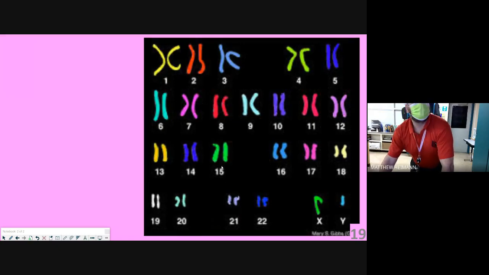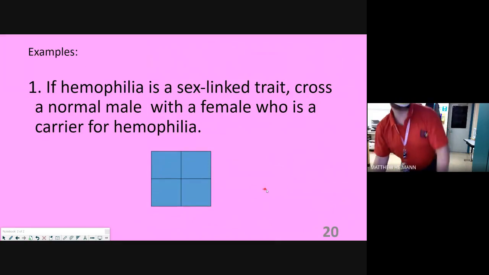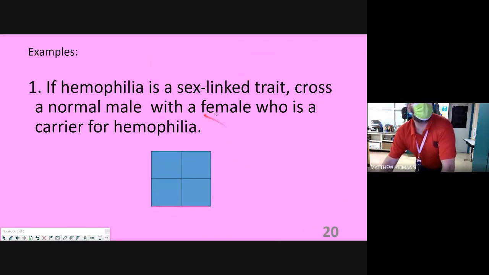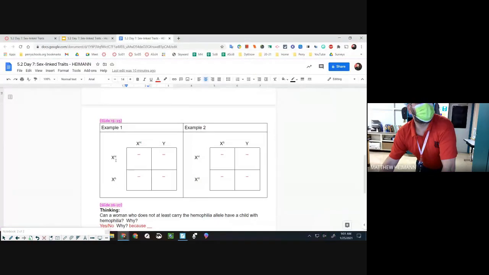All right. Could you guys tell me, is this person male or female? On the right here, all the genes, all 23 of them, are one person. This is a male because it has XY. All right, examples. If hemophilia is a sex-linked trait, cross a normal male with a female who is a carrier for hemophilia. So let's see what it looks like on your end here.